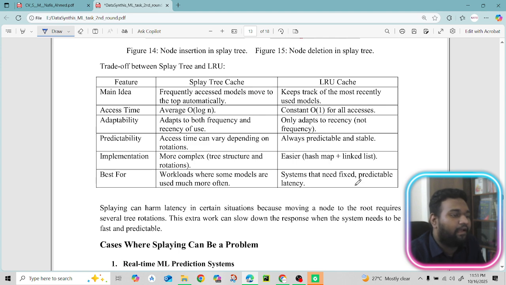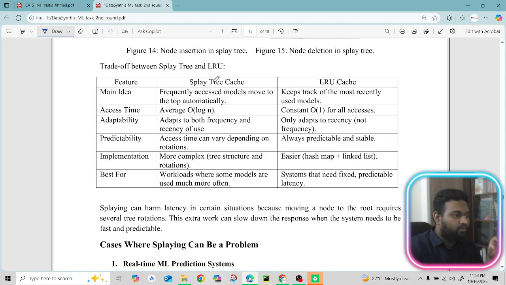If the system is like that, where I am using every model in a uniform manner, like this: for computer vision I'm using this model, I'm also using this model for large language models, and I'm also using this for forecasting. So I'm a programmer who is using all of these models very frequently. So I'm going to use LRU for this case, because LRU needs order of one time.